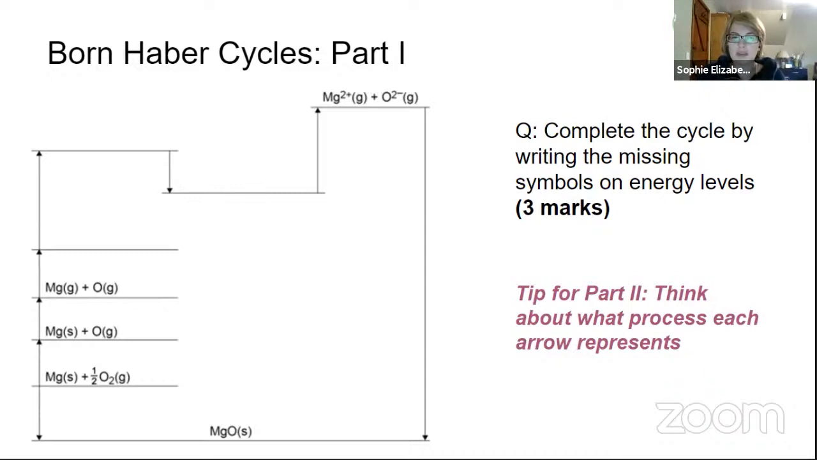I'm going to give you a minute just to scribble something down. But effectively, what you're trying to do is to go from this gaseous magnesium ion and this gaseous oxygen atom, to ionized magnesium and, again, an ion. So just think about what processes you need to do to get there.